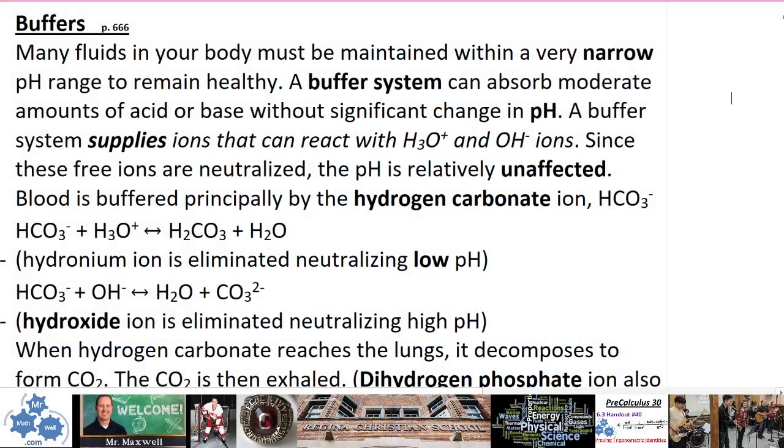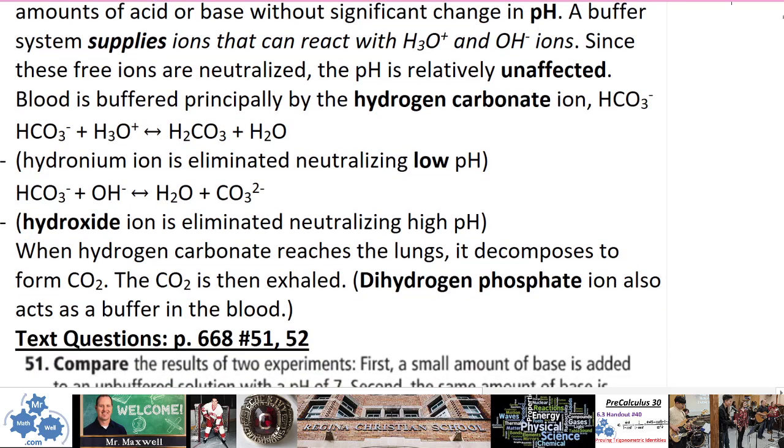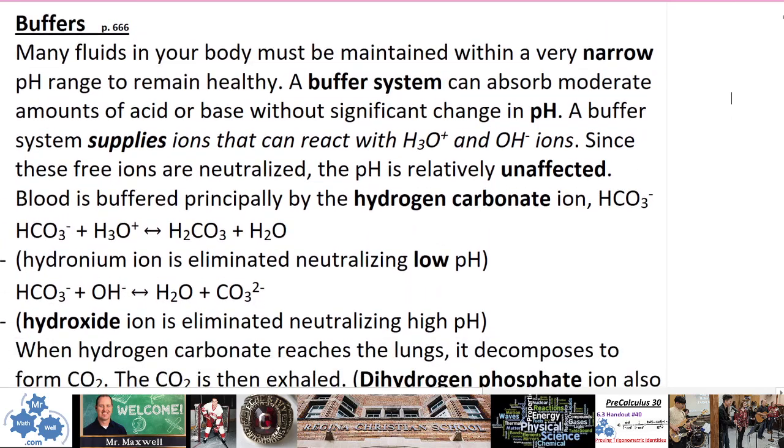Alright, we're talking about buffers here today, page 666 in your textbook. Buffers and buffered solutions. We're going to talk about what a buffer is, why buffers are helpful for us, where we see them in nature, and a little bit about some questions regarding buffers.